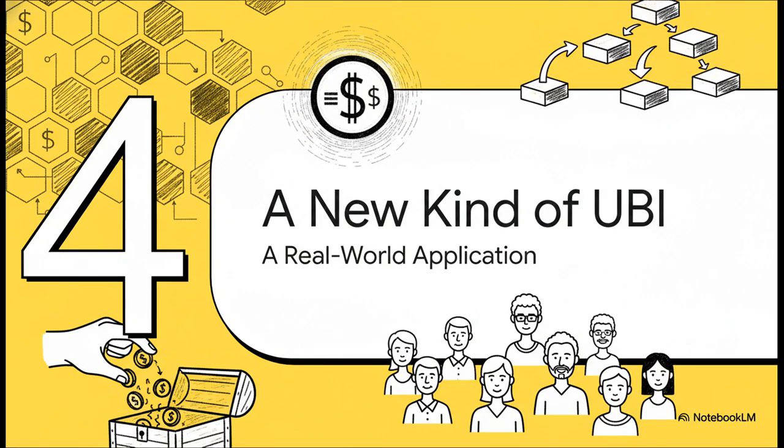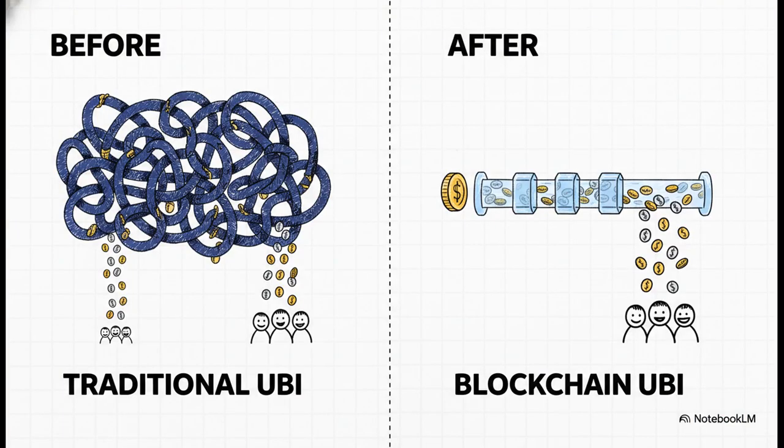Okay, enough with the heavy security stuff. Let's talk about something really cool that this technology makes possible. We're going to look at a real-world example, how Web3 is totally changing the game for something called Universal Basic Income, or UBI. So, the idea of UBI is pretty simple. Give people a basic amount of money regularly to help fight poverty.